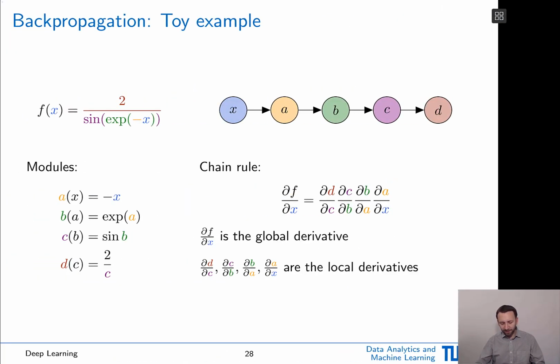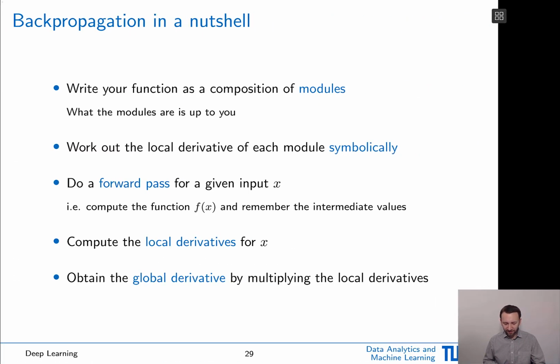So indeed, these steps. Define the modules, compute the local derivatives of these modules symbolically, do a so-called forward pass. I'll show you what this means to get these values for a specific current solution. And then once you have the specific current solution, you can also compute the local derivatives now for this current specific solution you have at hand. And then once you multiply this, you get your global derivative. So these are essentially the steps.